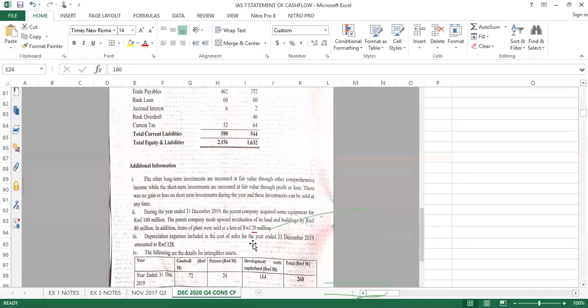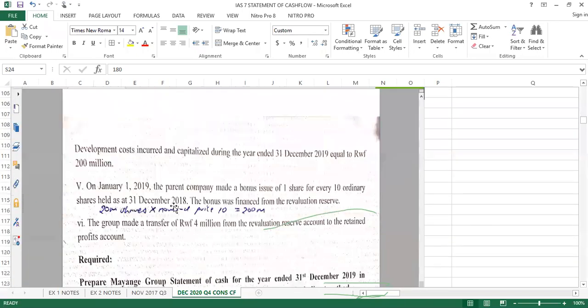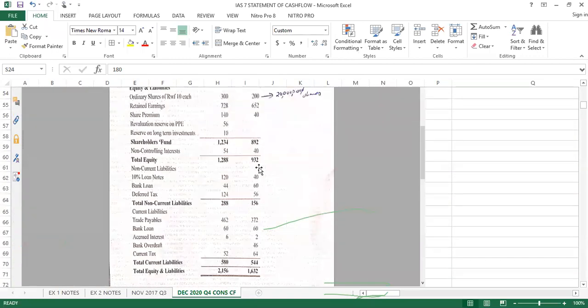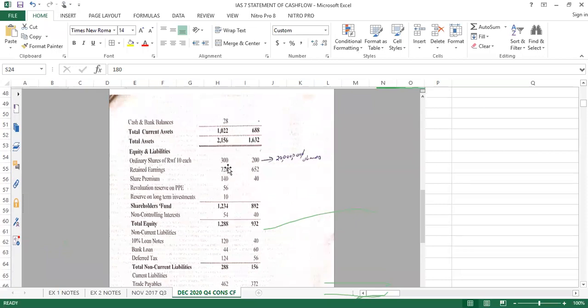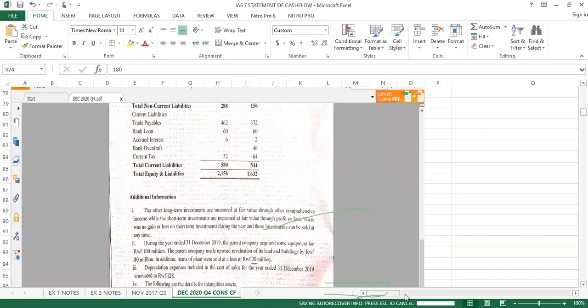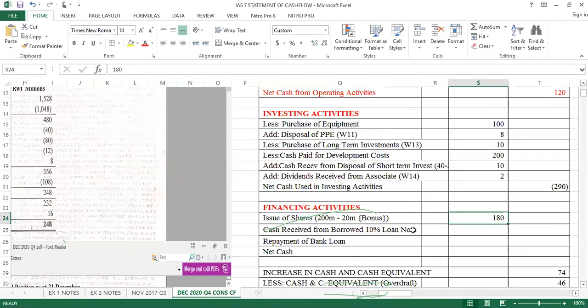But there were shares issued for free, bonus here. We had already calculated that it was 20 million. How did we get 20 million? The ratio was 1 for every 10. At the beginning we had 200 million divided by 10 is 20 million shares. 20 million shares divided by 10 is 2 million shares. 2 million shares times 10 is 20 million. So that one is already given, and I don't need to take time there.